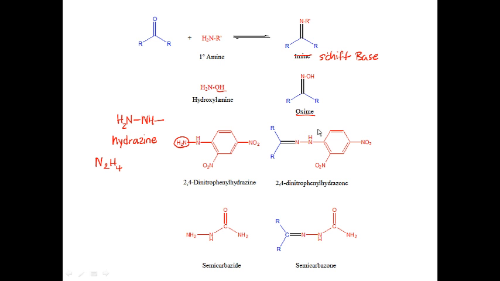And so if you use hydroxylamine, you form an oxime. If you use 2,4-dinitrophenylhydrazine, you form a 2,4-dinitrophenylhydrazone. This one is called the semicarbazide, and it makes the semicarbazone.